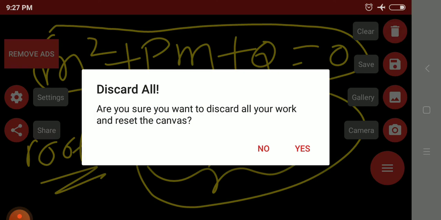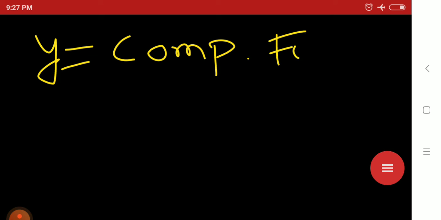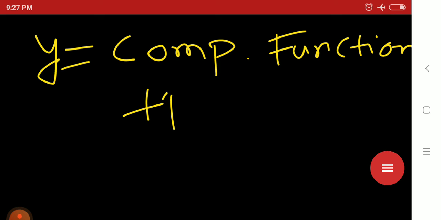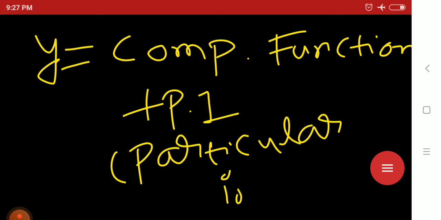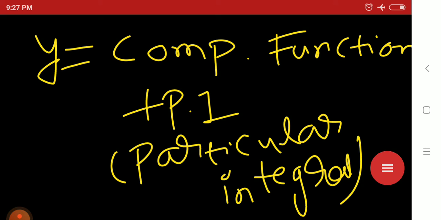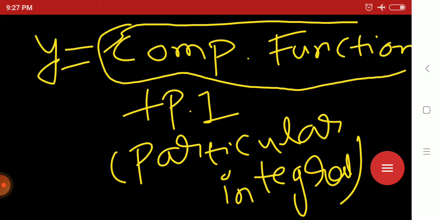Now different cases come. The solution of a linear differential equation actually consists of two things: one is the complementary function, CF, and another is the particular integral. Whenever you solve a linear homogeneous differential equation, the solution will be only the complementary function. But whenever an inhomogeneous equation comes, then the particular integral and complementary function both will come.